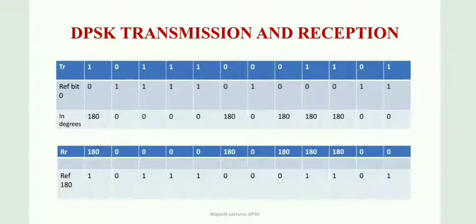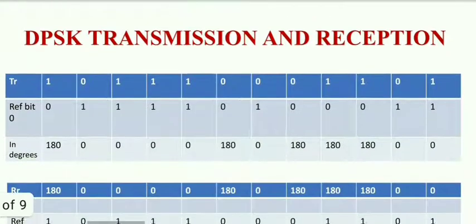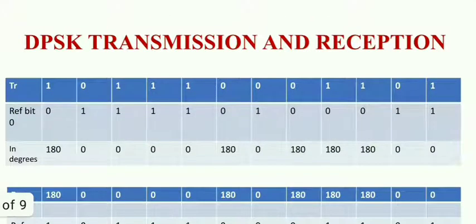So let us take this example. Here you see the first table is talking about transmission. The bits I want to transmit are 10111001101. How the transmitter works is you have to take one reference bit. Here I have taken bit 0 as my reference bit, but in the exam they may give 1 also, so we have to read the question carefully before solving this type of problem. I have taken 0 here.